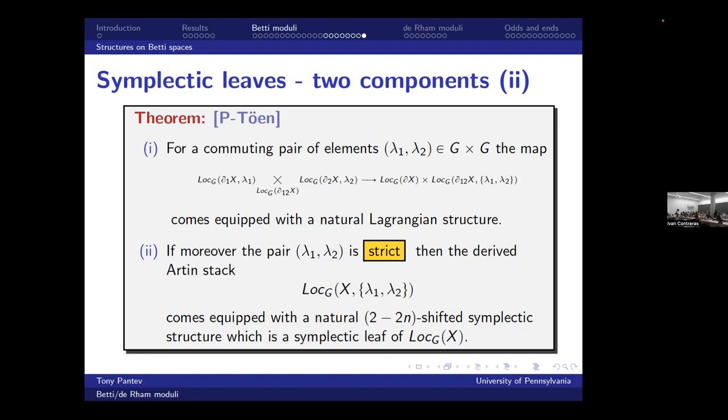So is this an issue in the derived stack for just surfaces too, or does it only come up in higher dimensions? Yes. Okay, gotcha. Thank you.